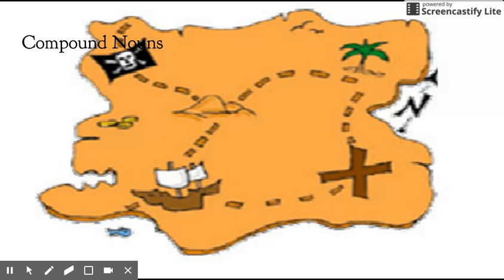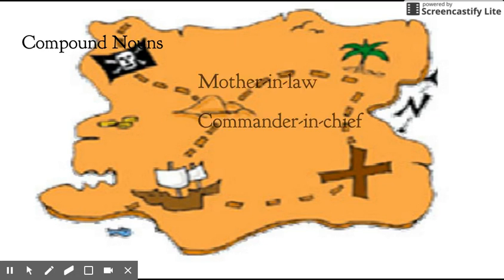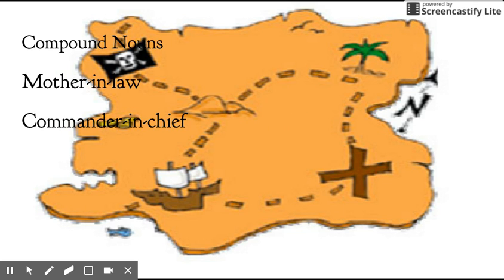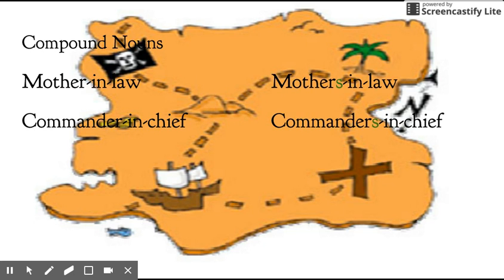Then you have these really interesting nouns called compound nouns, and these are when there are hyphens between the words, like mother-in-law or commander-in-chief. The important idea to remember is that the most important word in this little compound phrase is the one that you change to plural. Do you have more mothers? Yes. Do you have more commanders? Yes. And that's where we add the S. So it's mothers-in-law or commanders-in-chief.